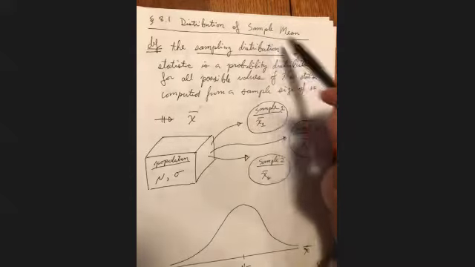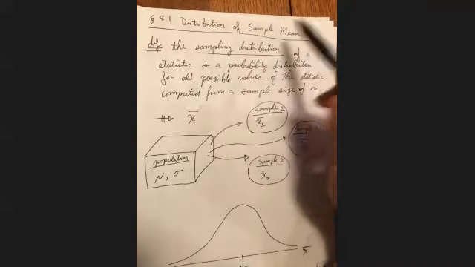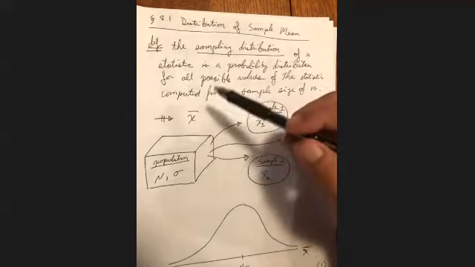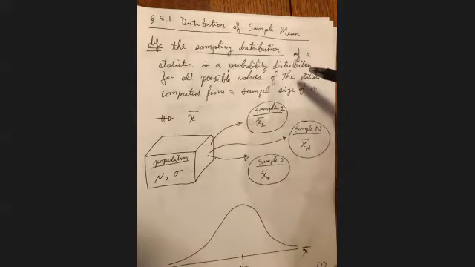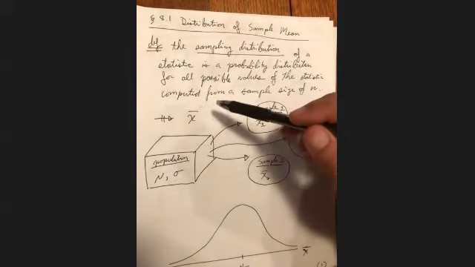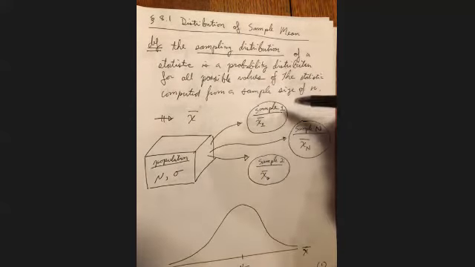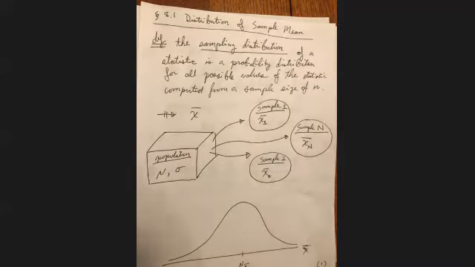So we're going to be talking about the sample mean, and more specifically, the distribution of the sample mean. The sampling distribution of a statistic is a probability distribution for all possible values of that statistic computed from a population with some fixed sample size. Okay, so let me try to get you thinking the right way here.